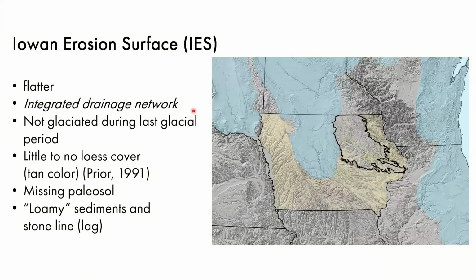And as we said before, it's flatter, but it has an integrated drainage network, and that's important because that means it isn't new like the Des Moines lobe is. And we've been over the loess cover, and it doesn't have paleosols under that loess like the southern Iowa drift plain. And there are relatively no paleosols at the surface either.